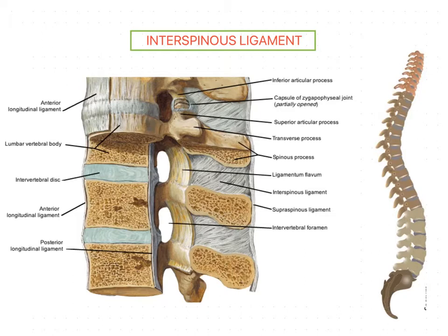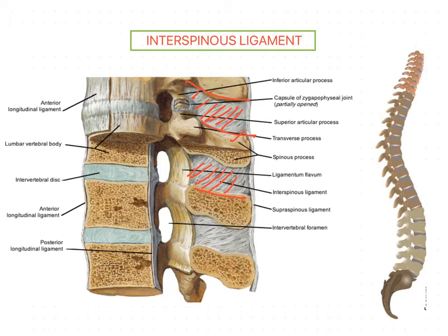So this interspinous ligament is composed of thin fibrous sheets which connect the spinous processes of the adjacent vertebrae. Here you can find the interspinous ligament. This ligament is present within the mobile segment only. It connects the spinous processes of two adjacent vertebrae.